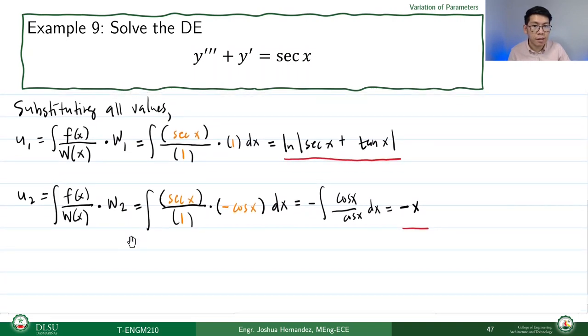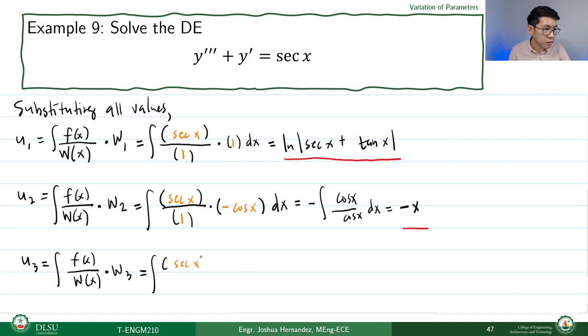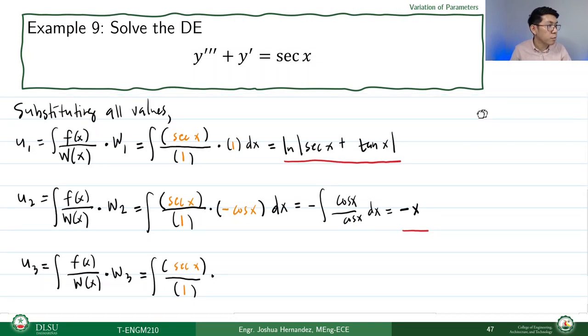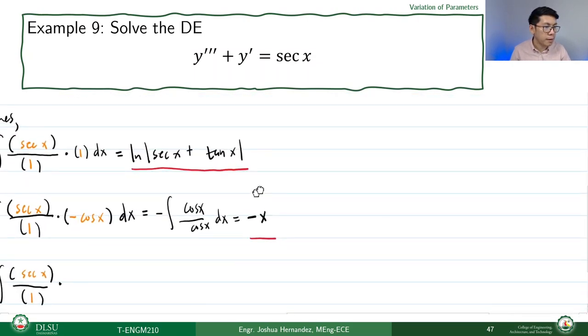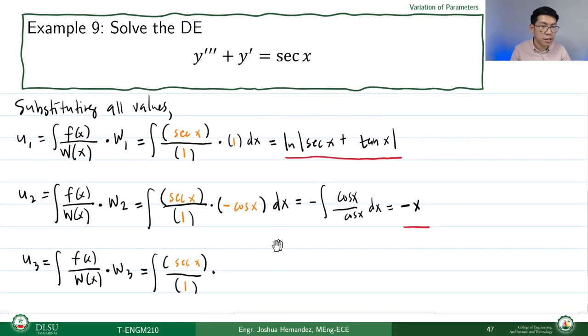Okay? Yan. And finally, u sub 3 equals the integral of f of x all over W of x multiplied by w3, equals the integral of same, no? Secant x all over 1. Actually, dapat di ko na nga ito ilagay. Time consuming, pero okay lang. What is our W3? Yun yung nakuha natin kanina. That's negative sine x. Nakuha natin from this matrix. Right? So multiplying to W3 will give us negative sine x.